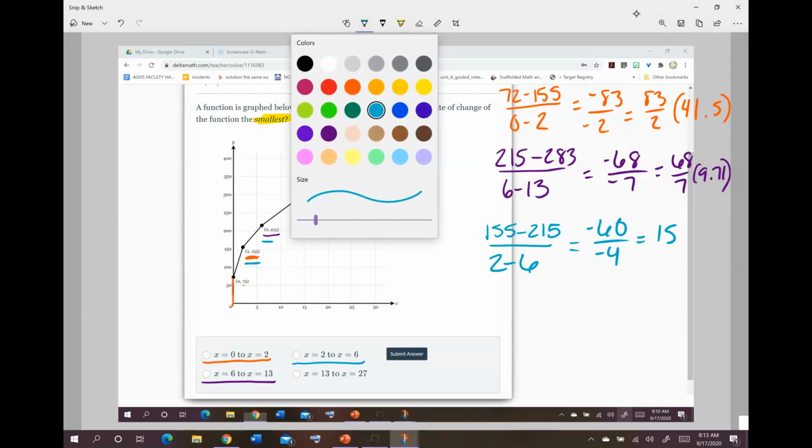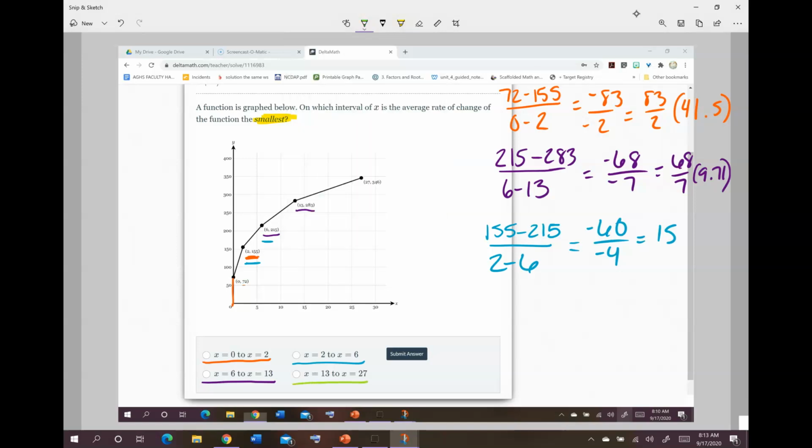All right, let's dig up a green. 13 and 27. So we're going to say 13 minus 27. 13's pair is 283. 27's pair is 346. So 283 minus 346 is negative 63. 13 minus 27 is negative 14. We do the division, and I get 4.5. Oh, it can be reduced. 9 over 2, which is 4.5.